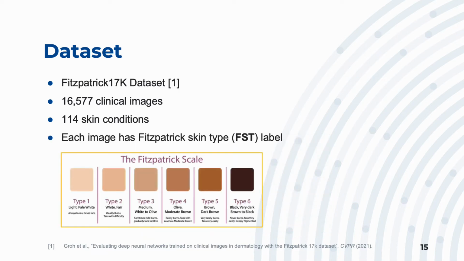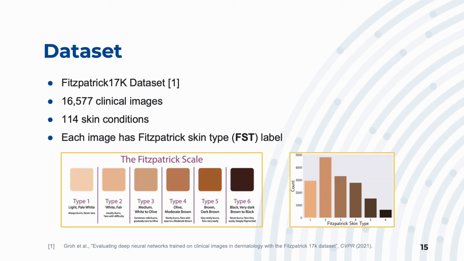In addition to the skin condition label, in this dataset, each image has a Fitzpatrick skin type label, which we refer to as FST label throughout this presentation. The Fitzpatrick labeling system is a 6-point scale originally developed for classifying sun reactivity of skin and adjusting clinical medicine according to skin phenotype. In this scale, the skin types are categorized in 6 levels from 1 to 6, from lightest to darkest skin types. You can see the distribution of FST labels in the Fitzpatrick 17K dataset. Notice that the number of images is considerably lower for darker skin types.